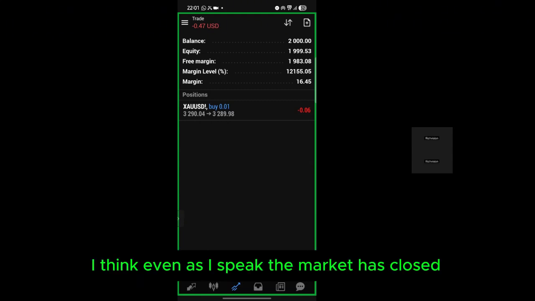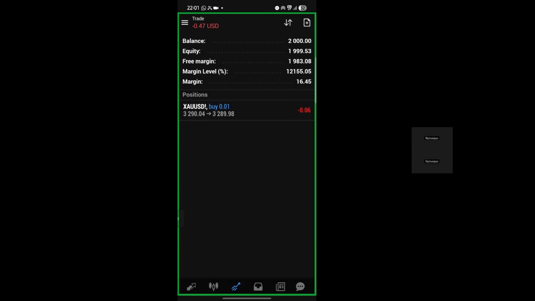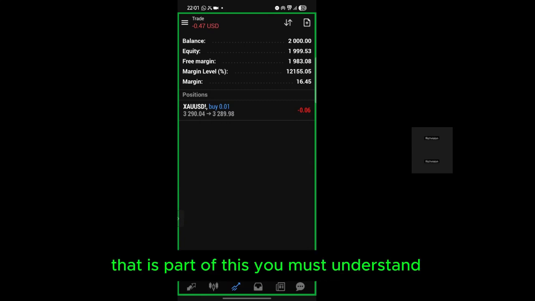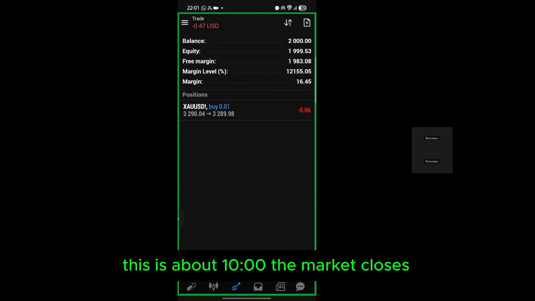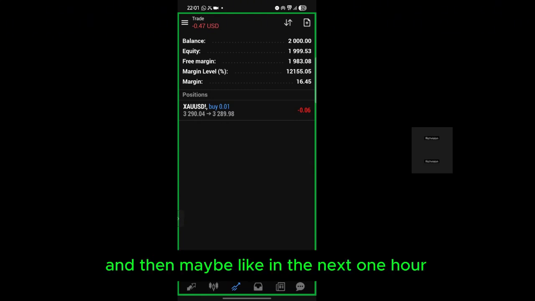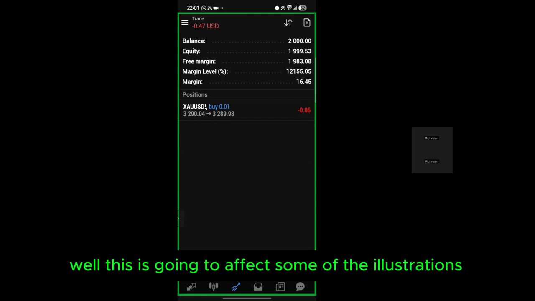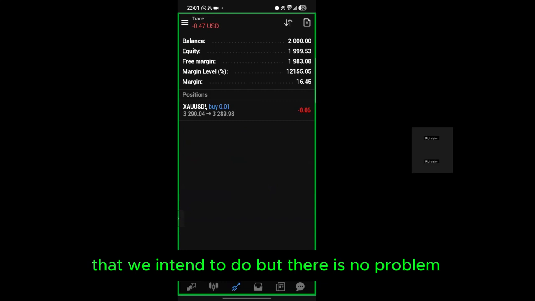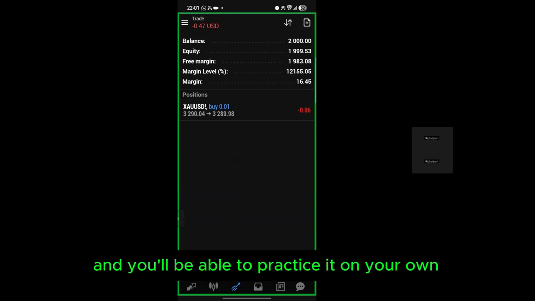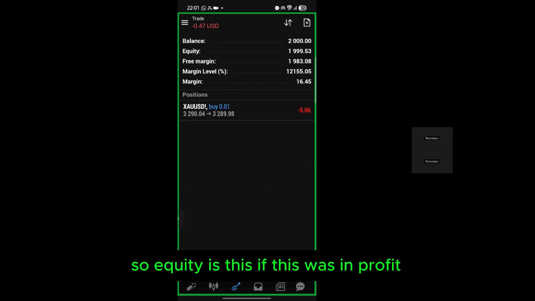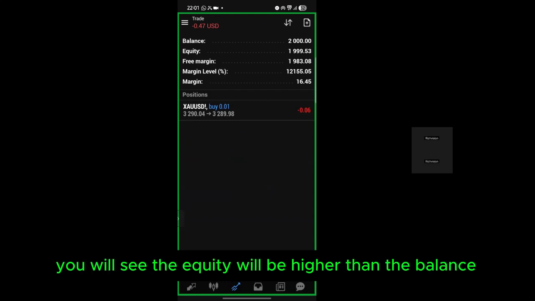Wow, I think even as I speak, the market has closed. You must understand this is about 10 o'clock. The market closes, and then maybe in the next 1 hour, the market will come up again. Well, this is going to affect some of the illustrations that we intend to do, but there's no problem. You will still get the idea and you'll be able to practice it on your own. So equity is this. If this was in profit, you will see the equity will be higher than the balance.